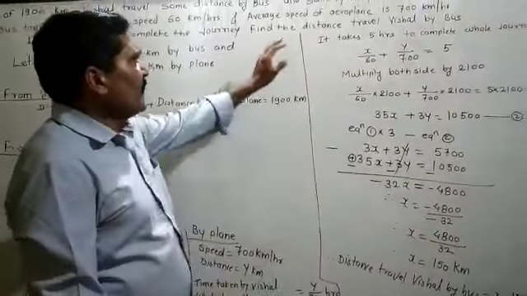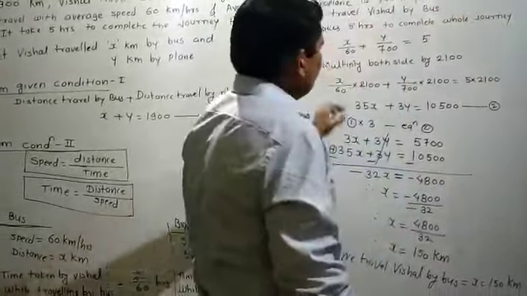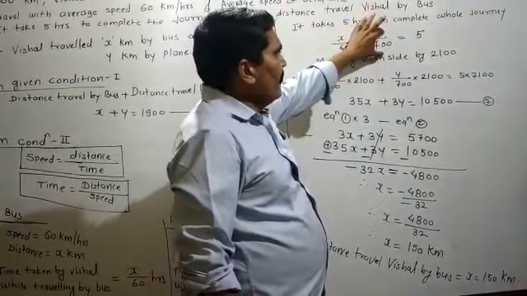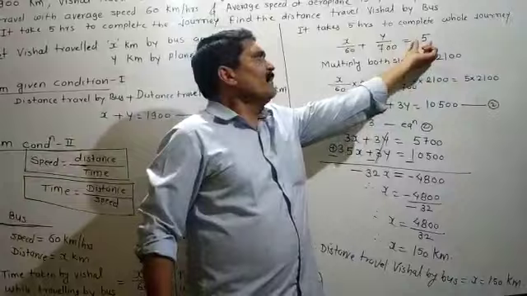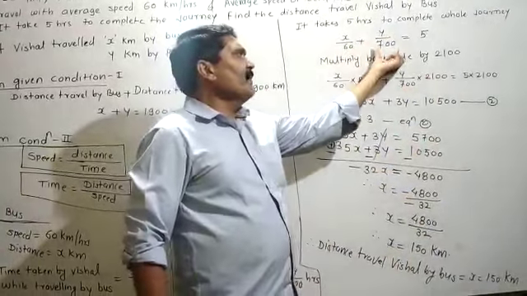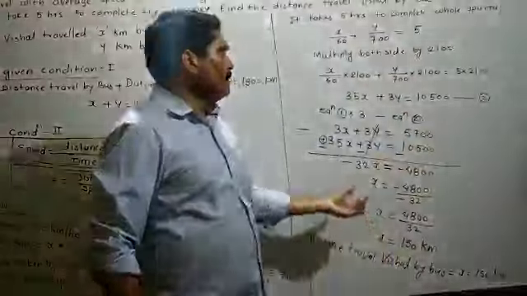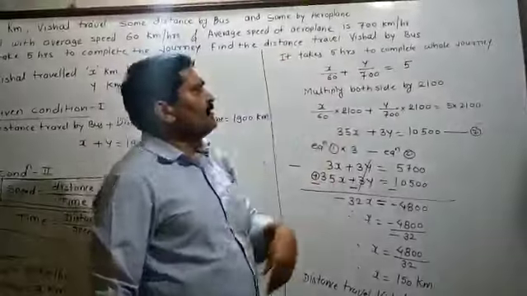Understand? From the second condition, it takes 5 hours to complete the journey. This is the time required by the bus and this is the time required by the plane. And if you combine them together, at that time the total time will be 5 hours. Means this is the time required by bus, time required by plane, and total time required by both is 5 hours. From that, if you add this, then you have to convert it into a simple equation.